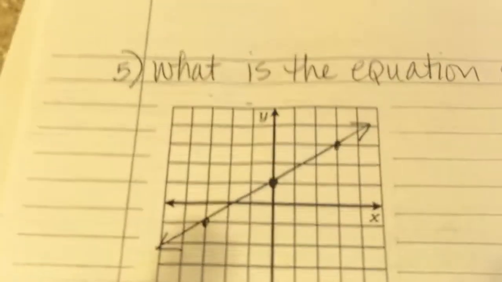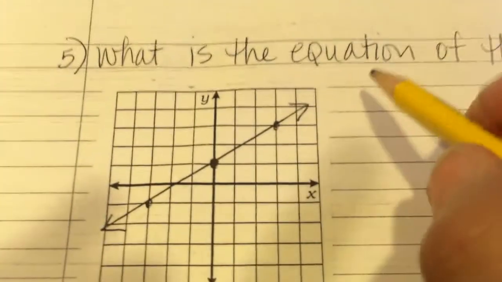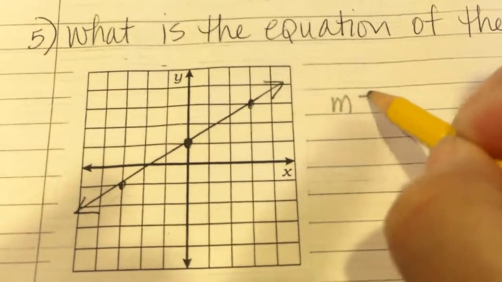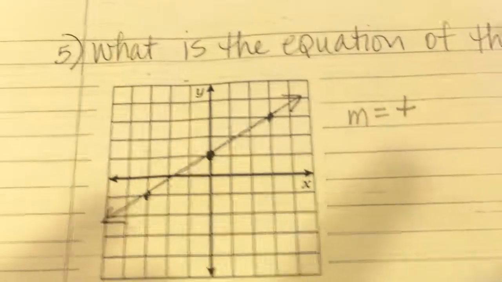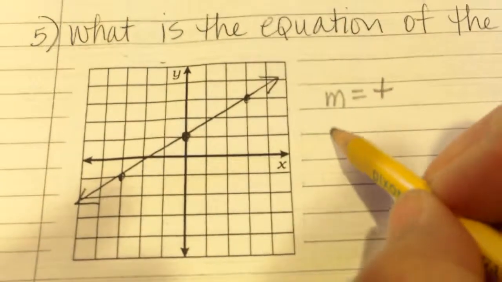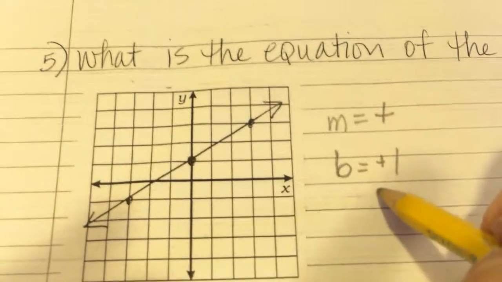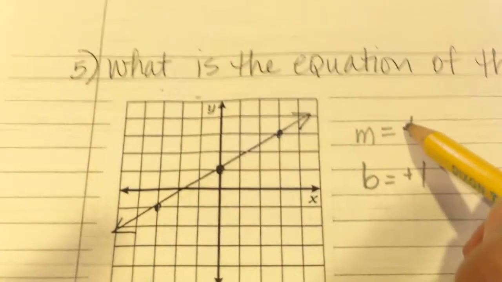Okay, let's look on the back. What's the equation of the line below? Well, I noticed that this is going uphill, so I know my slope is going to be positive. I notice that it touches the y-axis at positive 1, so I know my y-intercept is going to be positive 1. Now I know my slope is positive, but what is my slope?